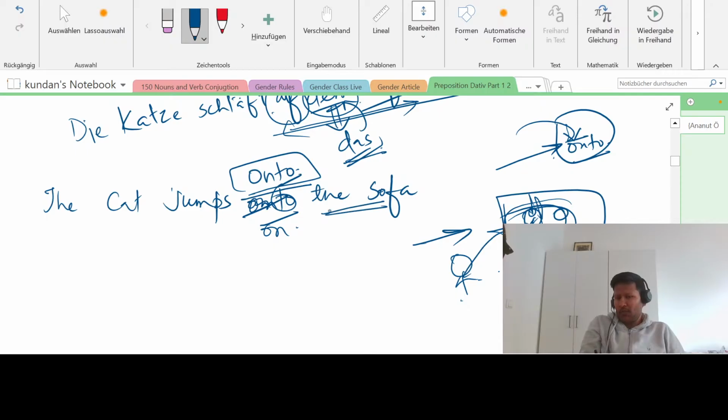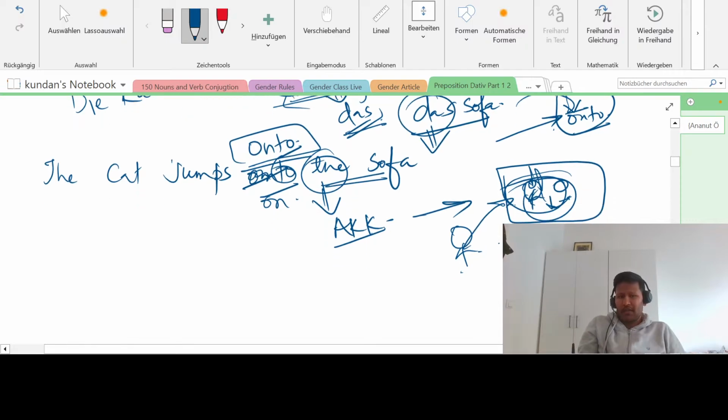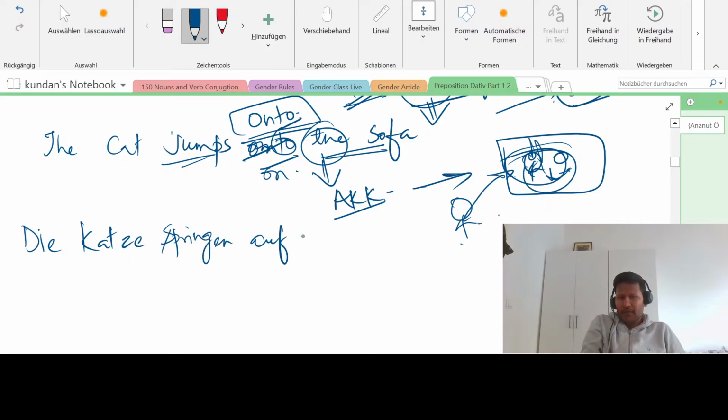So what happens in movement? What will be the case for the sofa? Accusative, right? It is very clear. So the sofa, which is in nominative, will remain das Sofa only in accusative, right? We know that already. So how to make the sentence? I will say die Katze, and then jump is springen. Okay, springen, small springen, auf das Sofa.